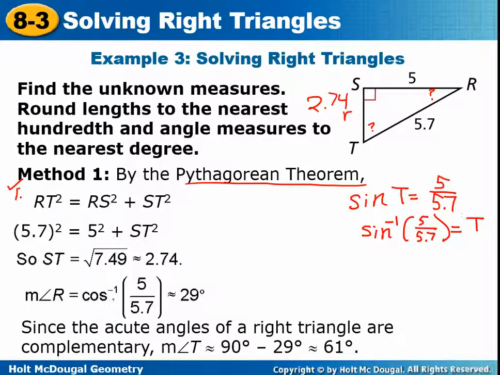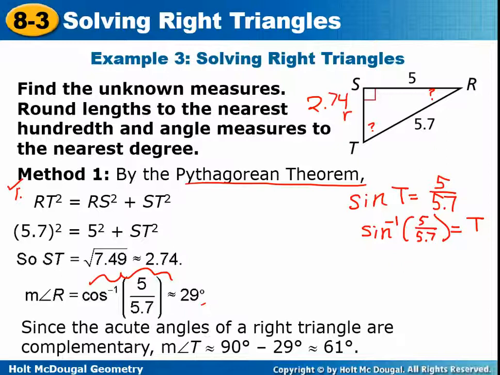Now, they did it differently. They used inverse cosine to find the measure of angle R, and they got that it was 29 degrees. They used inverse cosine of the adjacent side to angle R over the hypotenuse, and they typed this in there. This is a calculator problem. And then they hit enter, and they got 29 degrees.